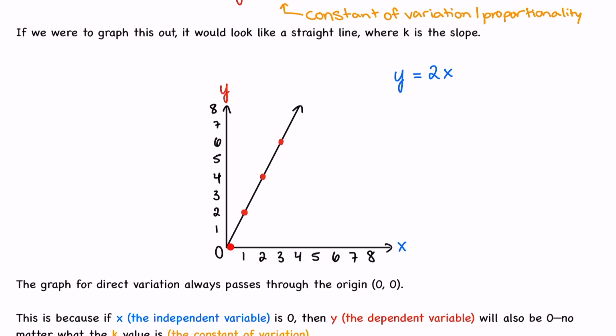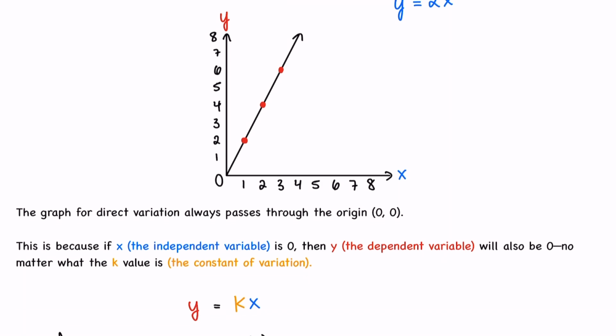And the reason we don't see it extending in the opposite direction is because we can't have a negative x value in this scenario. That doesn't mean we can't in other scenarios, but in this scenario, it just wouldn't make sense because we can't have negative bananas. And just a note over here, the graph for direct variation always passes through the origin, and the origin is the coordinate 0, 0.